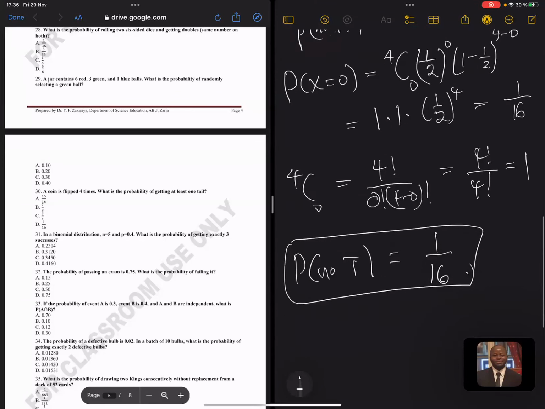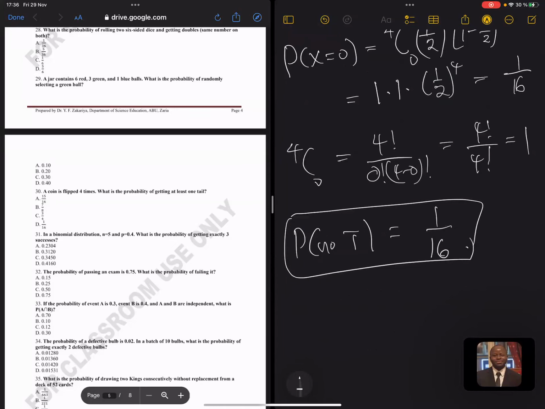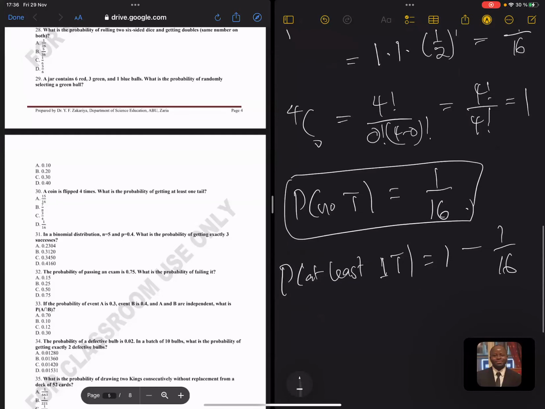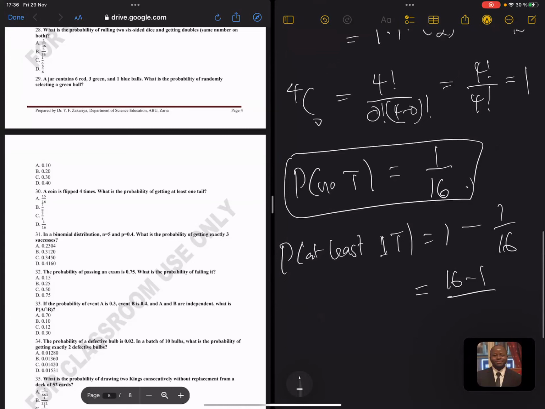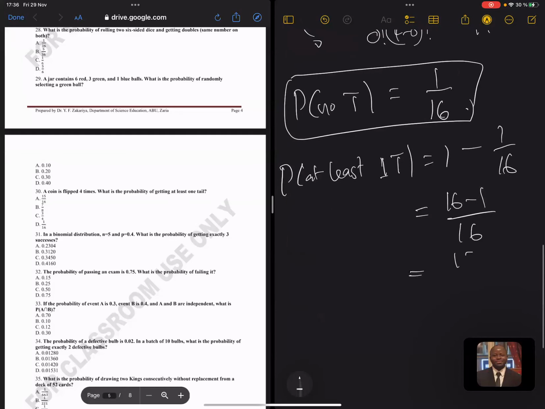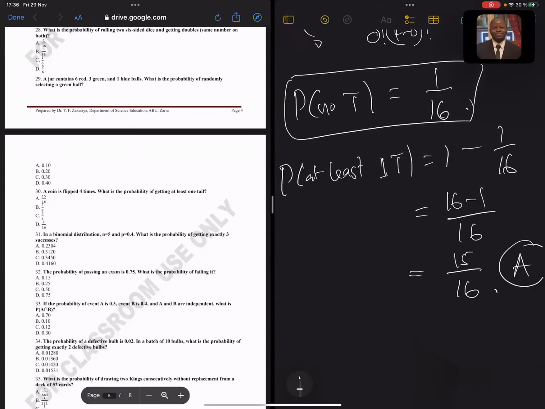Perfect. So if probability of no tail is 1 over 16, then probability of at least one tail will be 1 minus probability of no tail. And this is equal to 16 minus 1 over 16, which is 15 over 16. So the right answer is 15 over 16, which is option A. Is this okay, everybody? Yes, sir. Excellent.